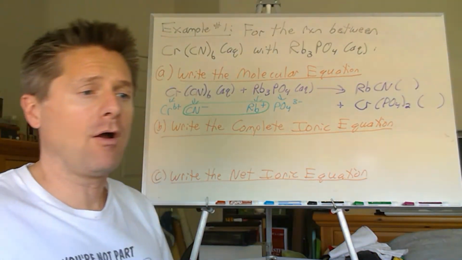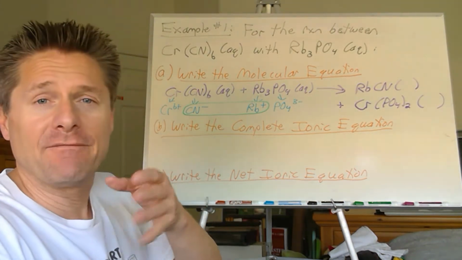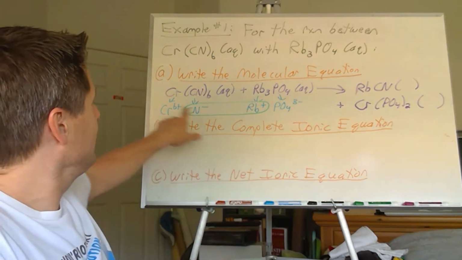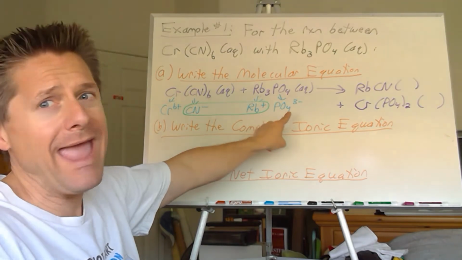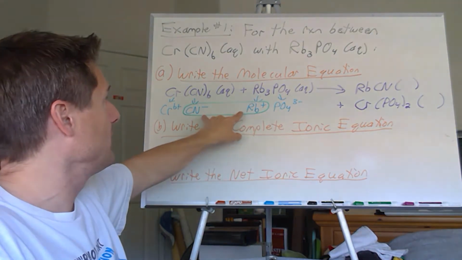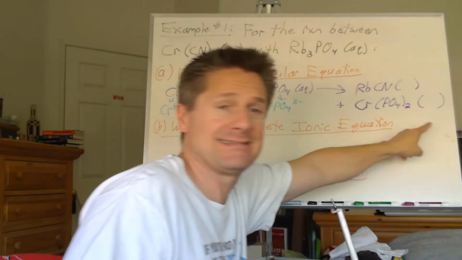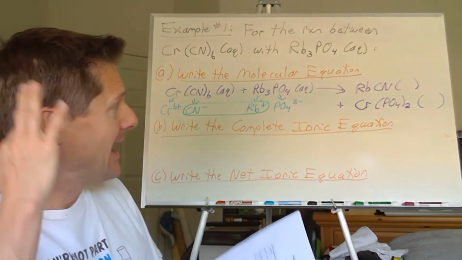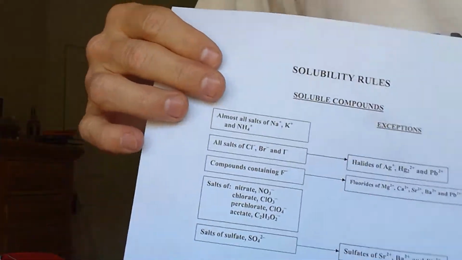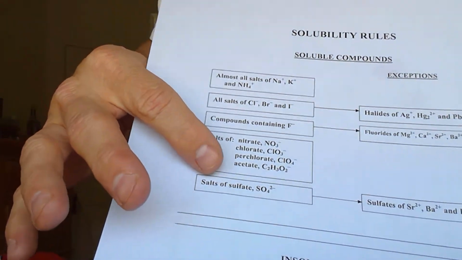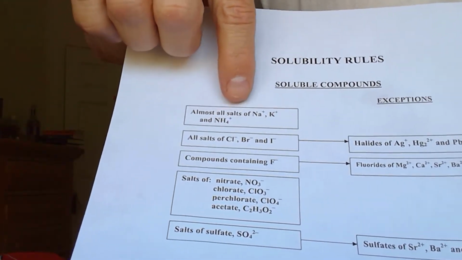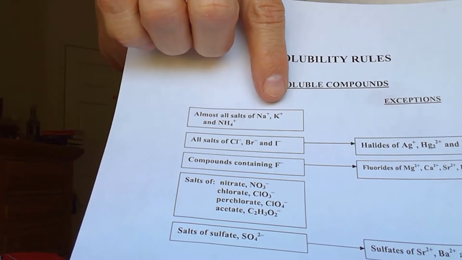Now let's get our solubility rules. And again, if you're in a hurry on a test, do you see that the chromium and the phosphate's way higher charged than the rubidium cyanide? I would predict this to be my solid and the rubidium cyanide to not be. So this one we don't have, there's no cyanide on here anywhere. I don't see it.